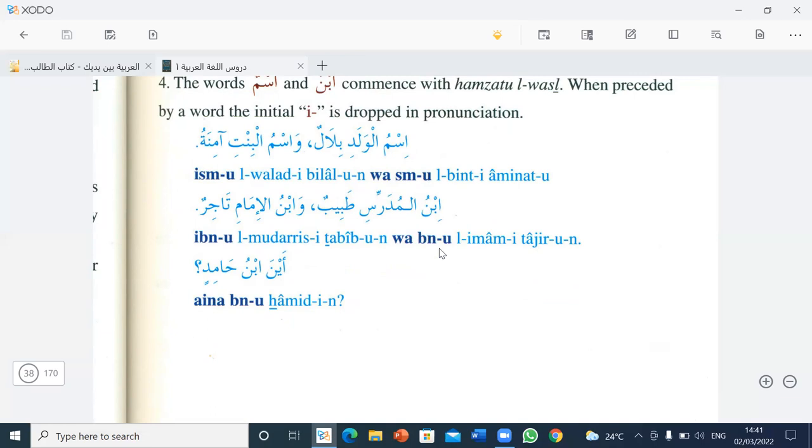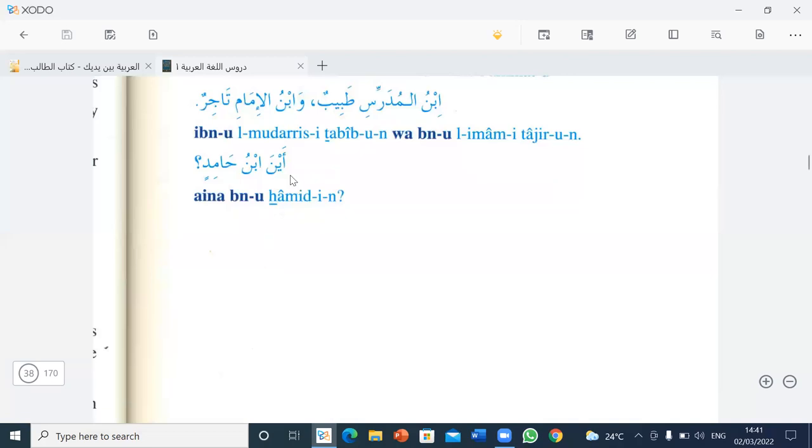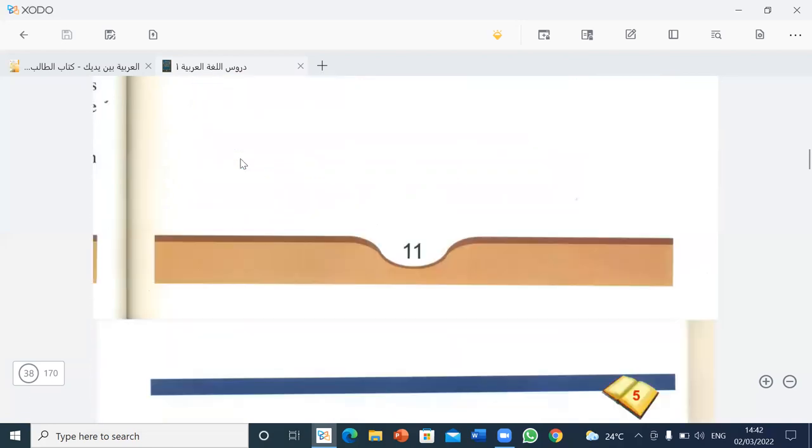Okay, teacher. Ibnul mudarisi tabibun wabnu. So here we are reading the hamza, but here we are not reading the hamza. Ibnul mudarisi tabibun, the son of the teacher is a doctor. Wabnul imami tajirun, we will connect wa with ba. And the son of the Imam is a merchant. Ainabnu Hamidin, where is the son of Hamid? Okay, teacher.